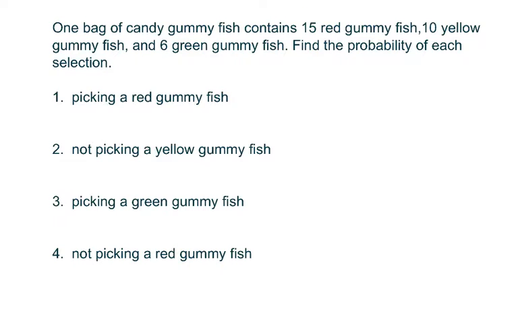So we have a bag of candy. We have 15 red gummy fish, 10 yellow gummy fish, and 6 green gummy fish. Find the probability of each. So we want the success. These are all success. Probability of the red: we have 15 red over my 15, which is the success, plus my failure, which would be 16, if I'm using the formula. So basically it's what you're looking for over your total, which gives you 15 over 31.